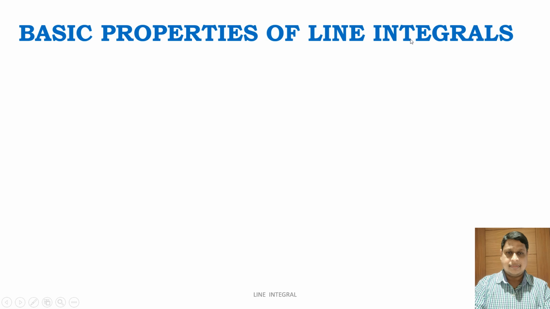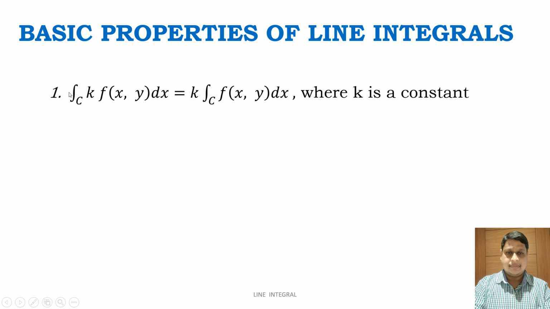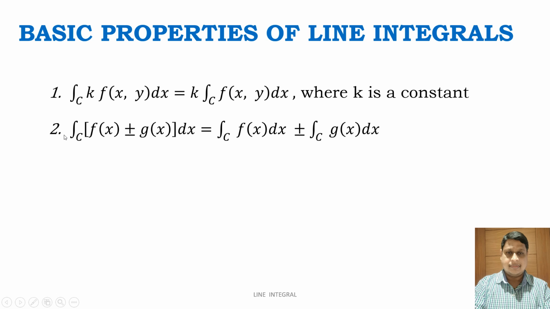Basic properties of line integrals. The first property, integral over C k times f of x, y dx, where k is a constant. Therefore, we can write outside the integral k times integral over C f of x, y dx. Second property is integral over C f of x plus or minus g of x dx. That means the integral over C of the sum or difference of two functions, we can write integral over C f of x dx plus or minus integral over C g of x dx.